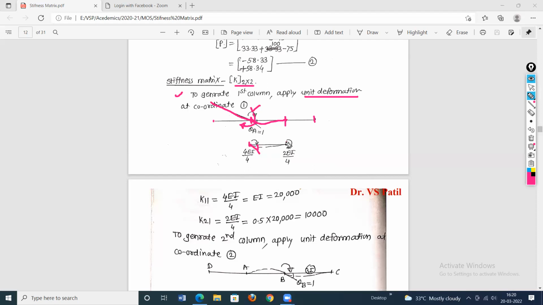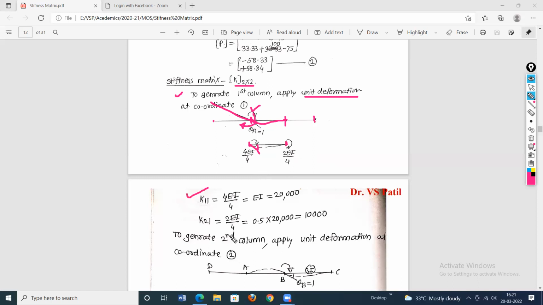And how much moment will be produced at the far end? It will be equal to half of this. So it will be equal to 2 EI divided by 4. This is for the AB portion. Now for the A to D portion, since a free end is there, therefore no restraining moment will be produced. Only it will be for the AB part. And next, the BC part remains as it is, because there will not be any effect on the BC part.